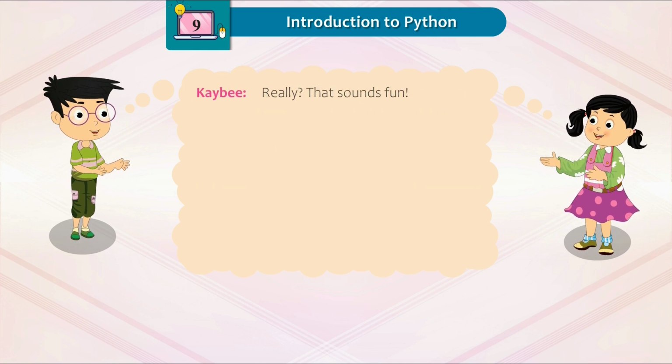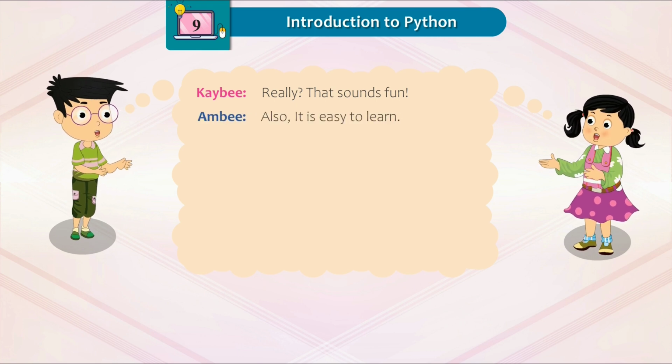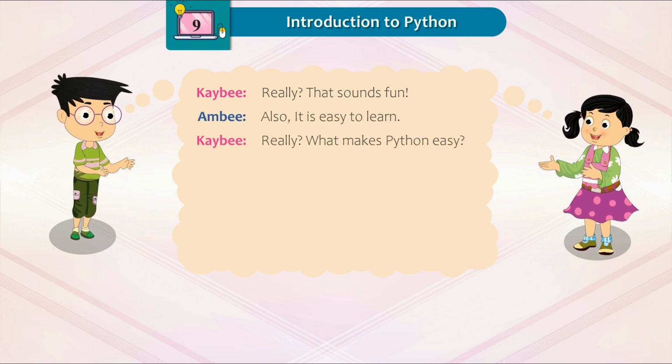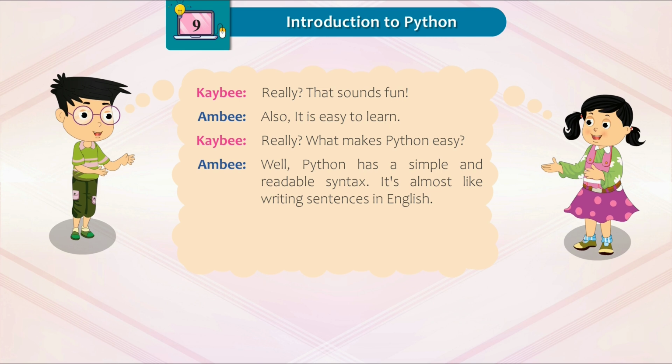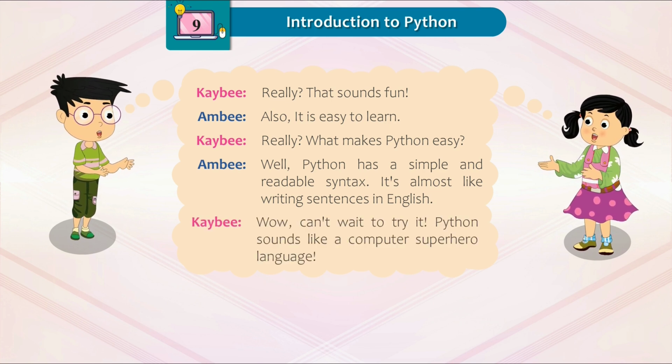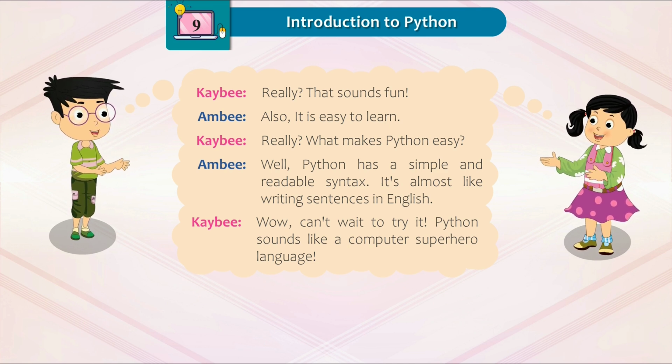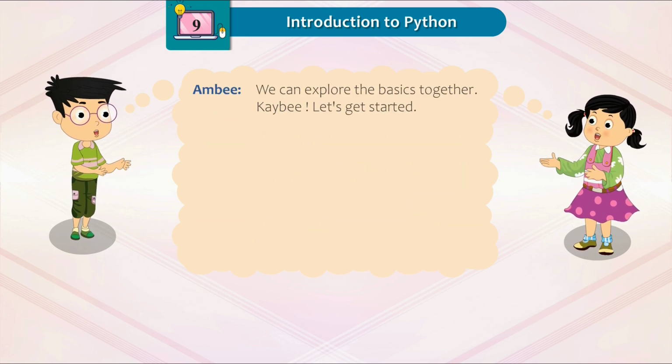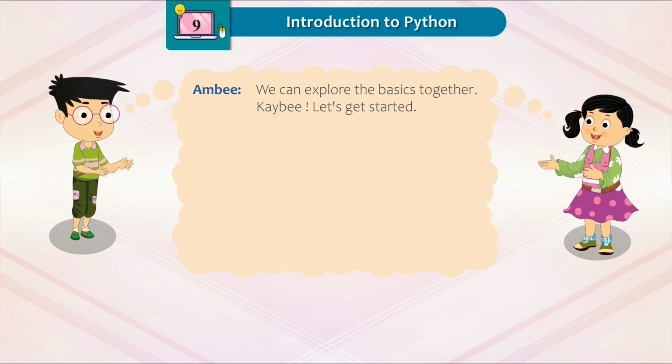KB: Really? That sounds fun. Ambi: Also, it is easy to learn. KB: Really? What makes Python easy? Ambi: Well, Python has a simple and readable syntax. It's almost like writing sentences in English. KB: Wow! Can't wait to try it. Python sounds like a computer superhero language. Ambi: We can explore the basics together, KB.